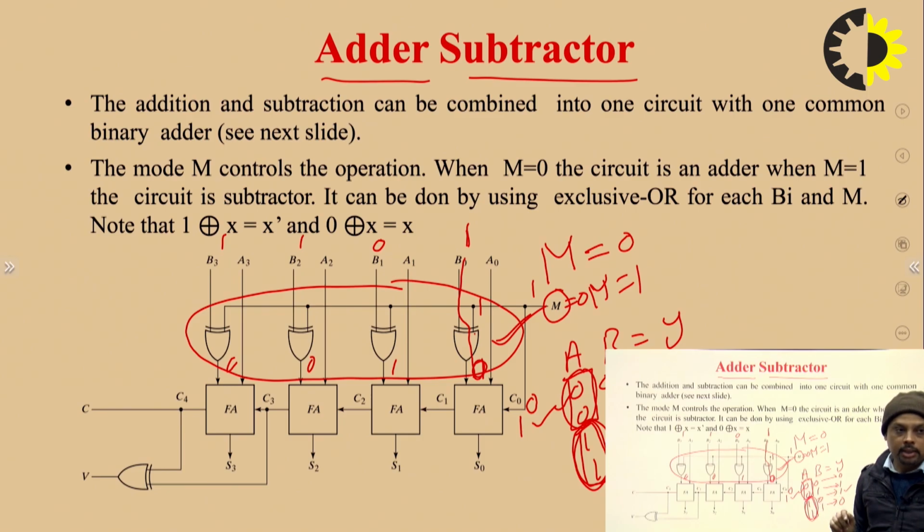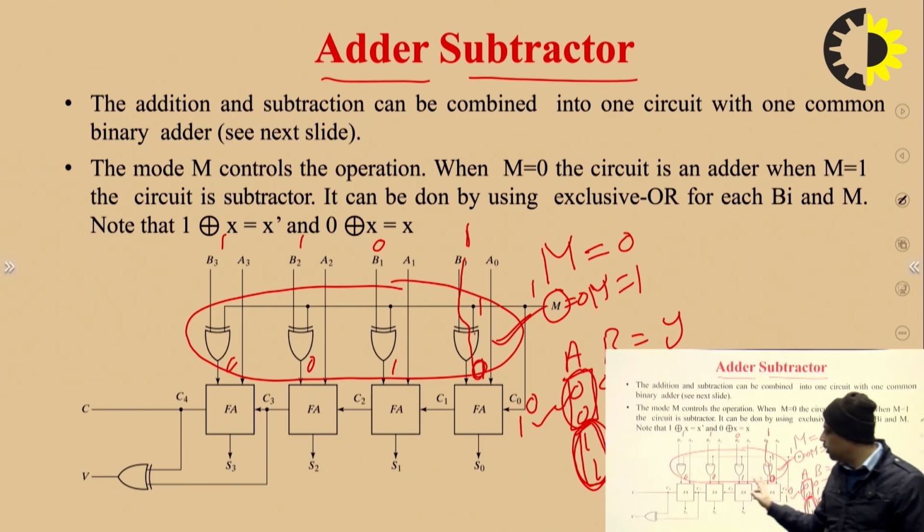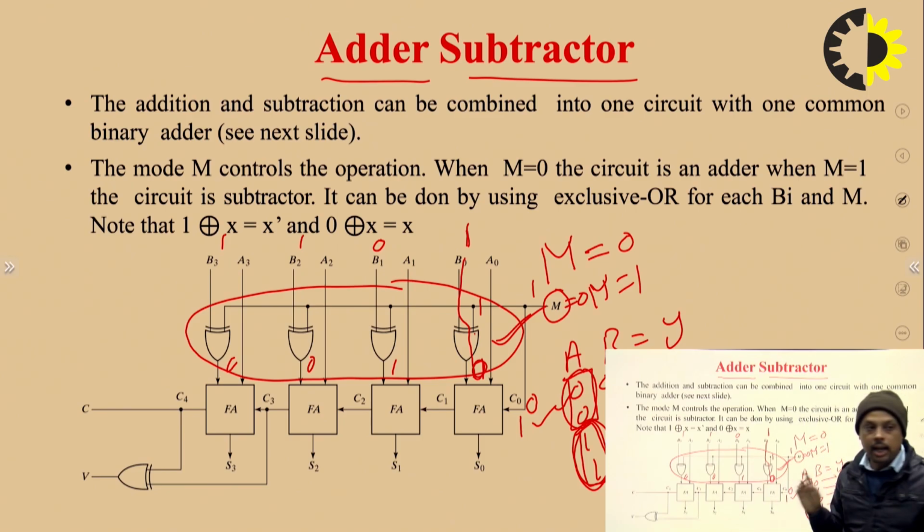And due to this carry of 1, the second complement is generated. Now the rest of the work is done by this 7483 IC, which can add the two 4-bit numbers, and the result is actually the subtraction of two 4-bit numbers, that is A minus B. So in this way an adder subtractor works: when the mode M is equal to 0, it can perform addition, and when M is equal to 1, it can perform subtraction.